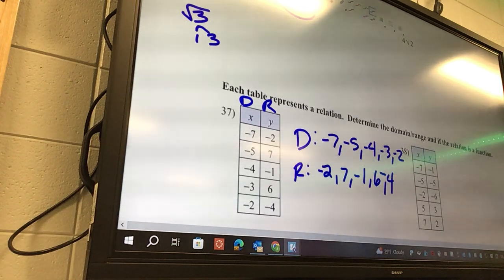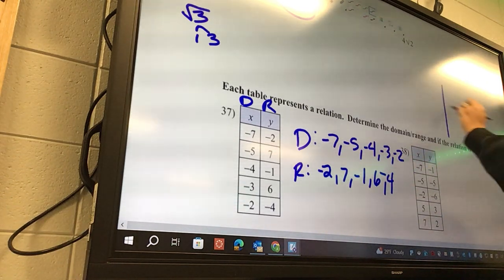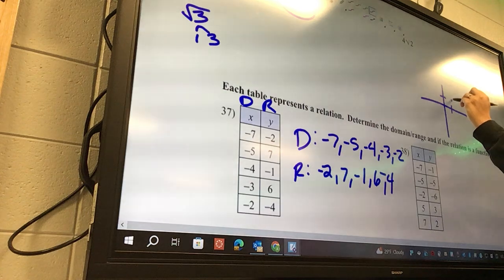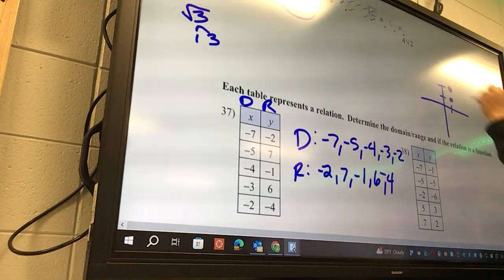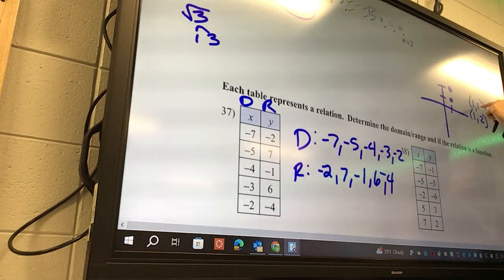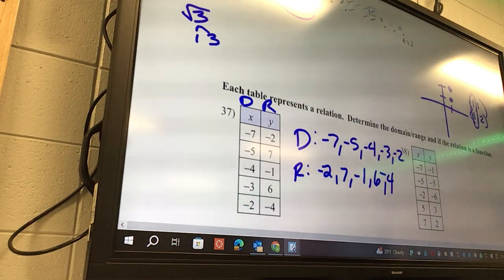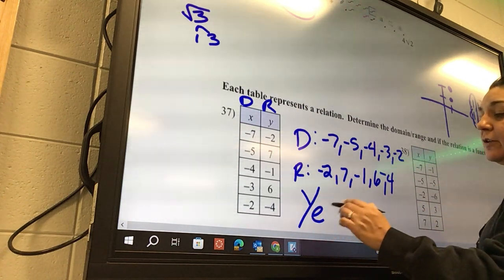Okay, and what that really looks like is if we would have, we could say 1, 1 is the coordinate, and 1, 2. Okay, so it would be like this: 1, 1, 1, 2. We can't have any repeating x's, okay? So no x's are allowed to repeat. So, and do any of the x's repeat on this one? No, so then my answer is going to be yes, it is a function.